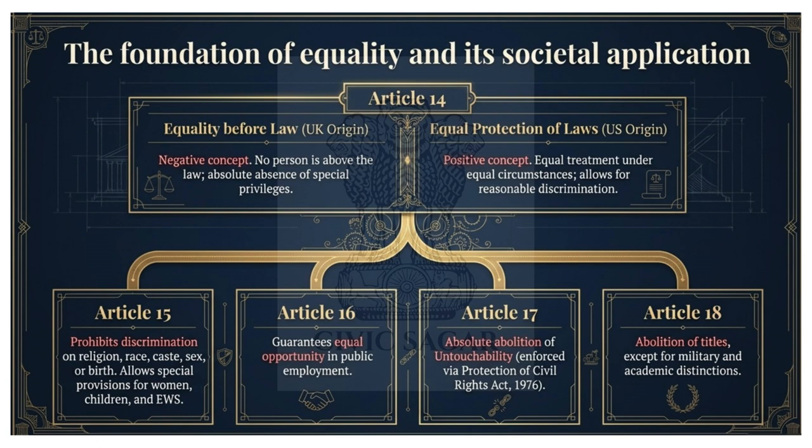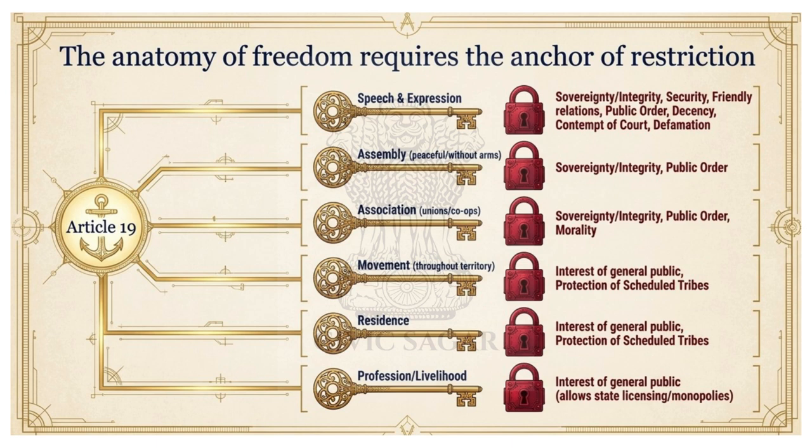Finally, Article 18 checks societal vanity by abolishing noble titles, ensuring no citizen carries artificial royalty, though military and academic honors remain perfectly valid. Let's move to the second pillar, the right to freedom, centered around Articles 19 and 21.